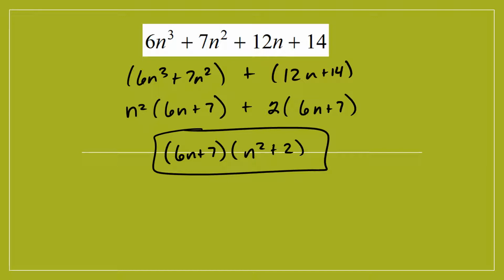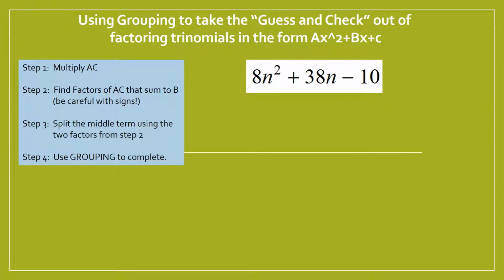The one thing I will say is, and I'll show you some of these in a little while, but check for GCFs at the end and make sure you can't break it down any farther. All right, so let's use that grouping skill to make these trinomials in the form ax squared plus bx plus c a little less guess and checky.